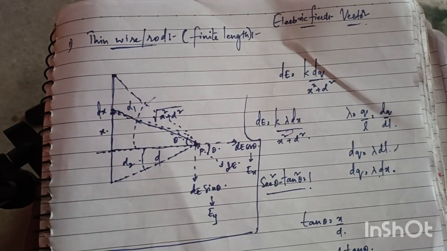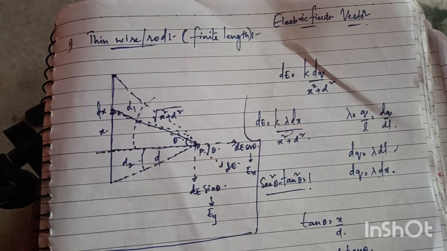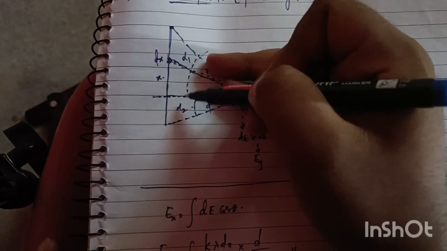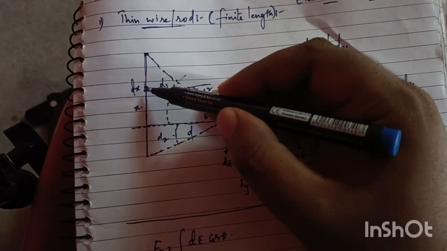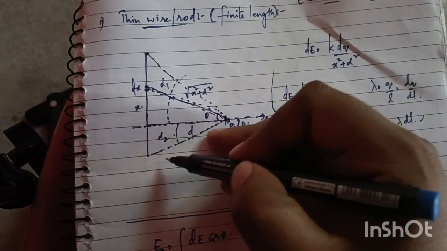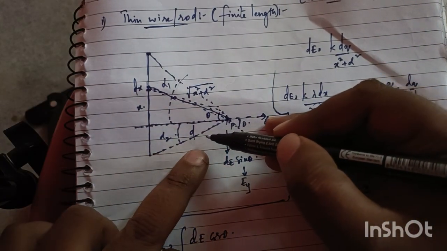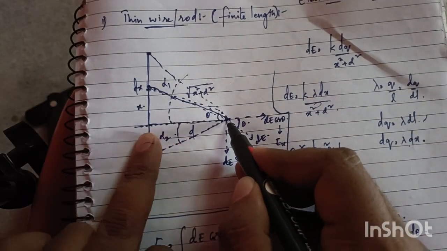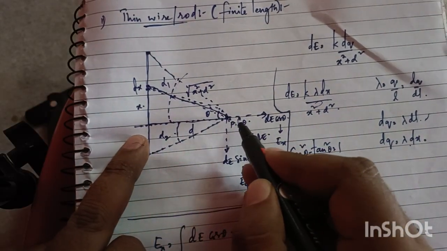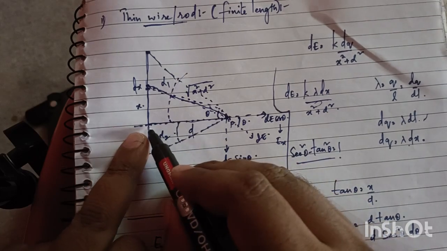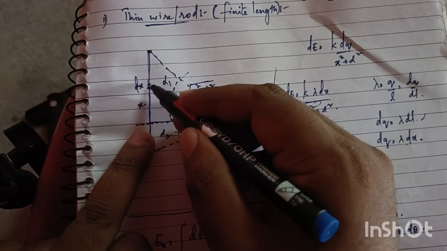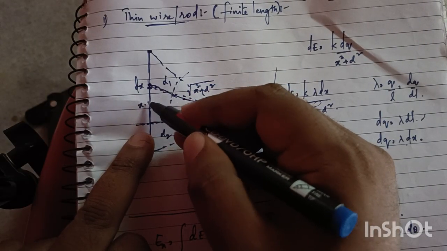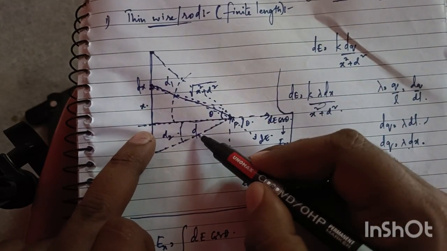So this is for a thin wire or rod, which is of finite length. Here I considered a small element of length dx, and from this rod I considered a point P which is at a distance d. I connected this, and I've drawn a normal here, and this is distance d. From the point where I've drawn the normal, the distance to the considered small element is x, and this is d.